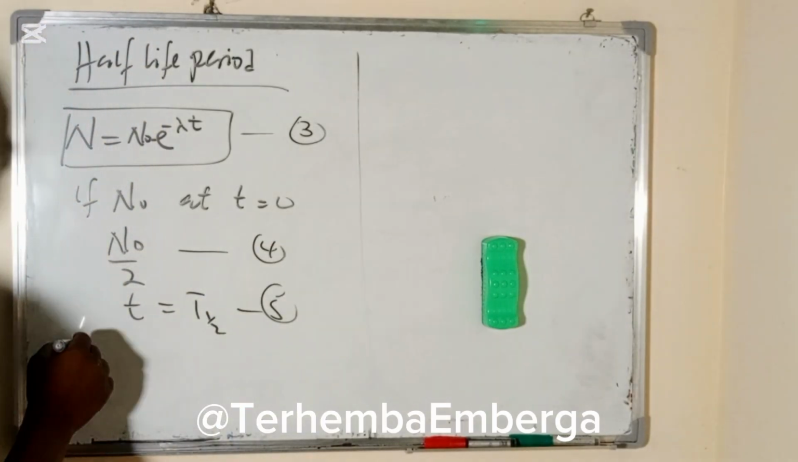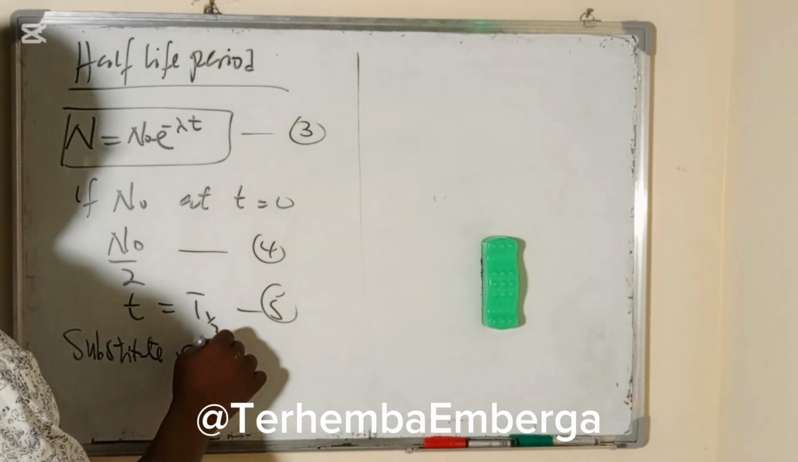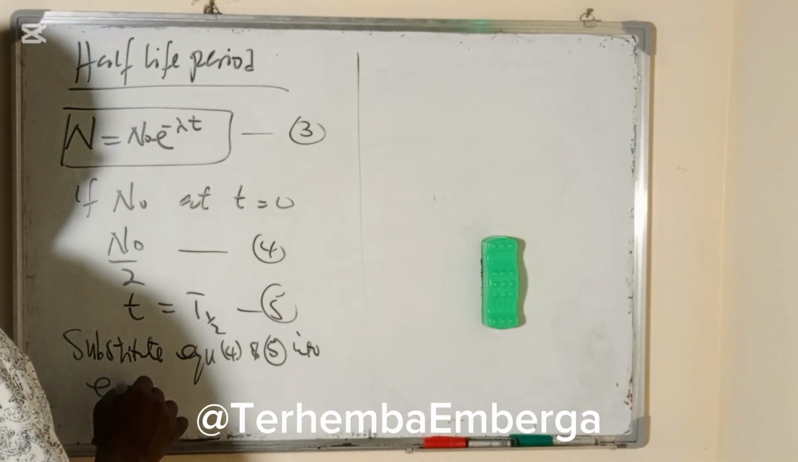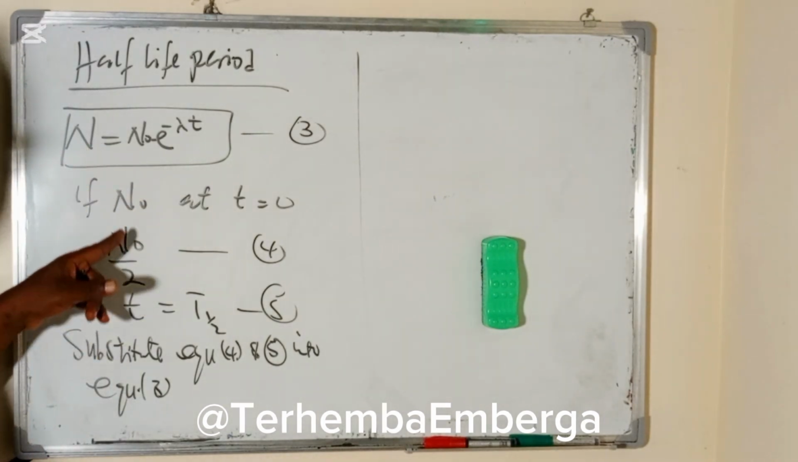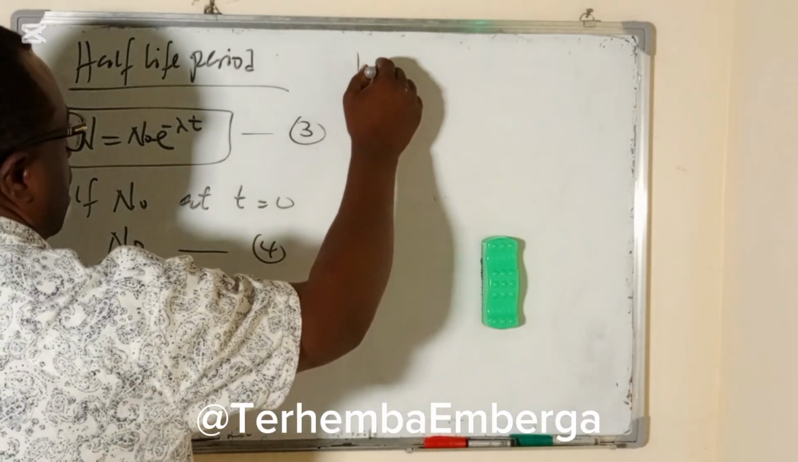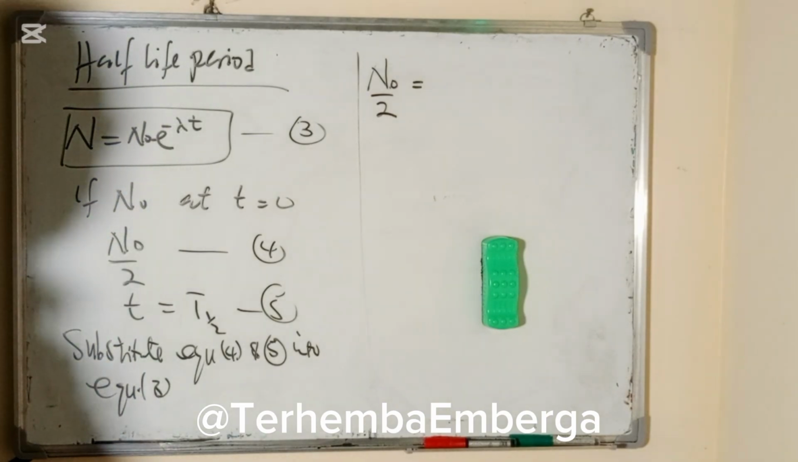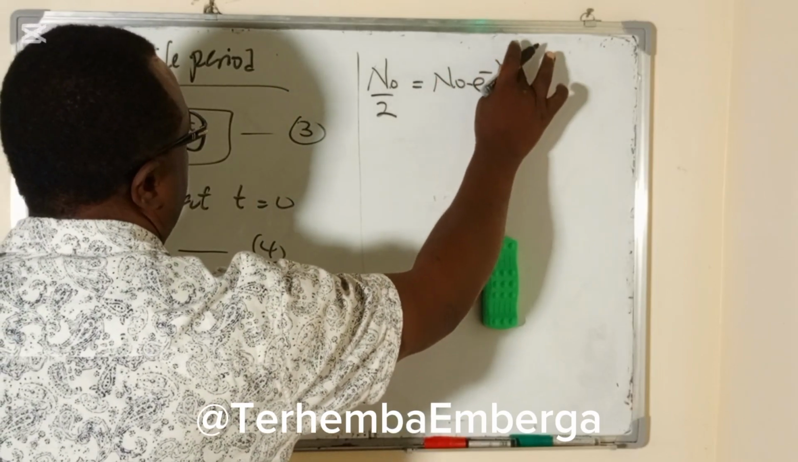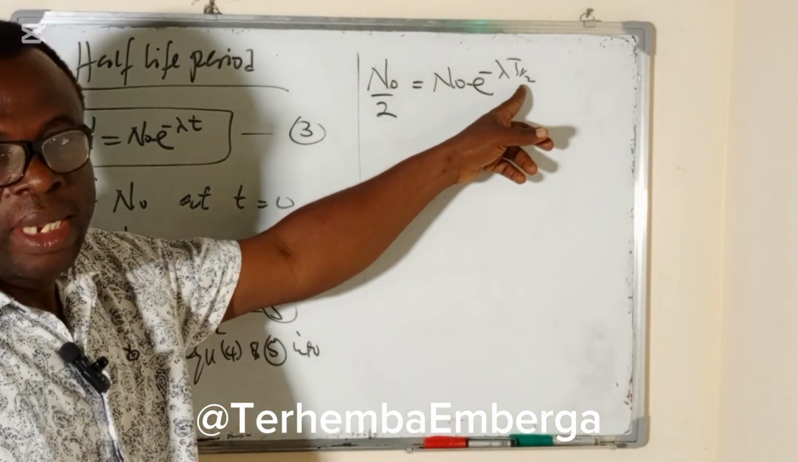So if you now substitute equations 4 and 5 into equation 3, where we see N is N naught over 2, and where we see t is capital T subscript half, this becomes N naught all over 2 equal to N naught e to the minus lambda t, where we have t now become capital T subscript half.